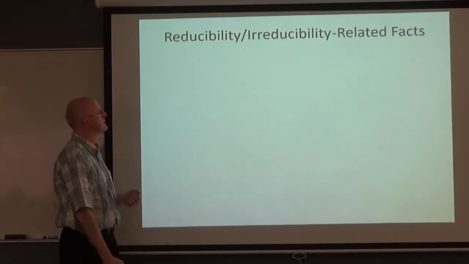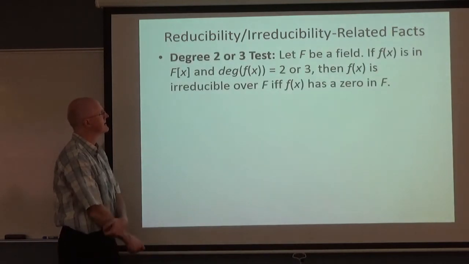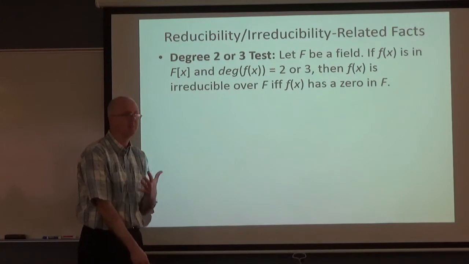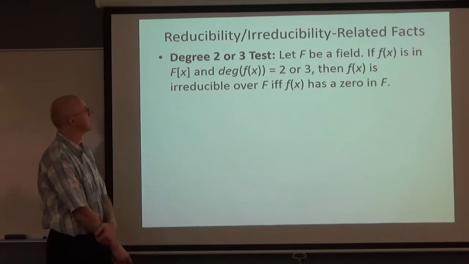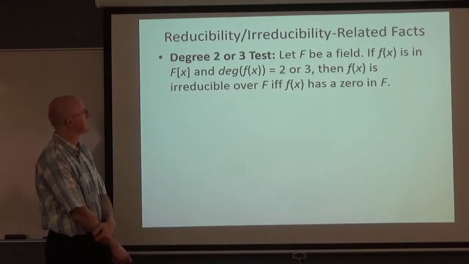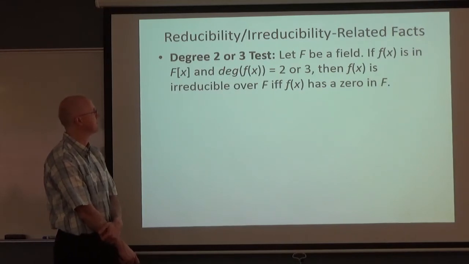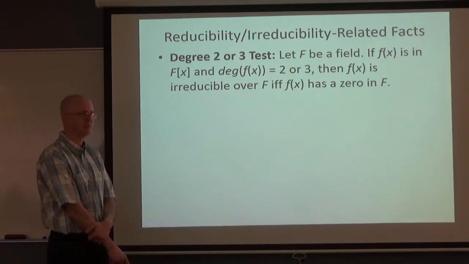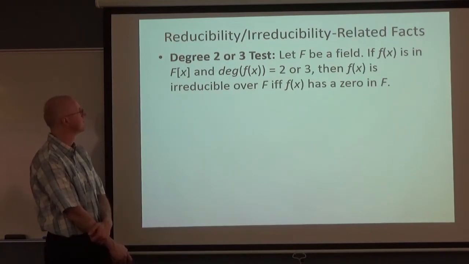Here's some more facts, the first of which we've already got, the degree 2 or 3 test. It only works for a field, though. It's got to be a polynomial of degree 2 or 3. Then f is irreducible over capital F if and only if it's got a 0 in capital F, if capital F is a field and if the degree of f of x is 2 or 3.